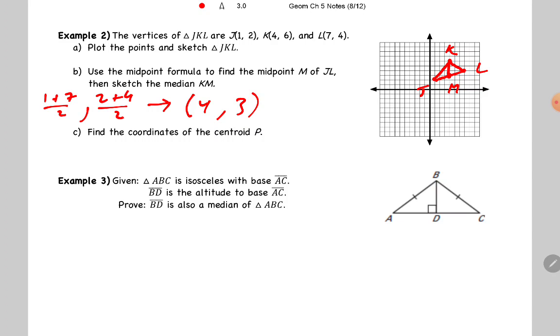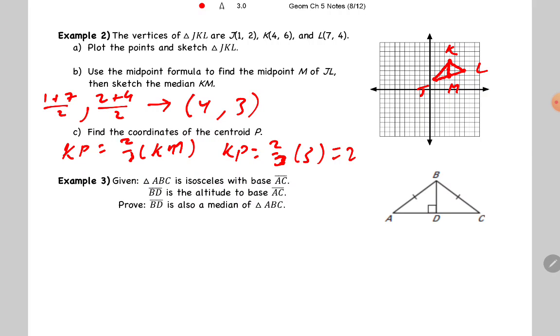Find the coordinates of centroid P. So they're trying to find the center of the circle, which is somewhere there. We know that KP is equal to 2/3 of KM. And we know that KM is 3 if we just count there: 1, 2, 3. So KP is equal to 2/3 of 3, which is 2.